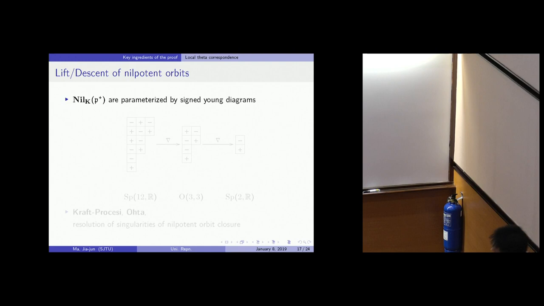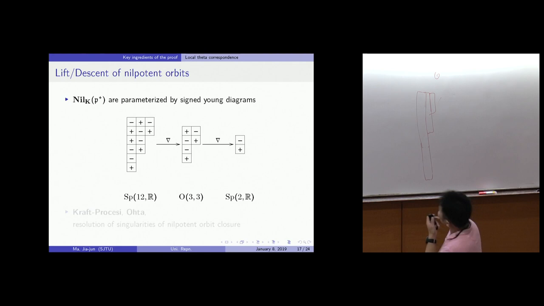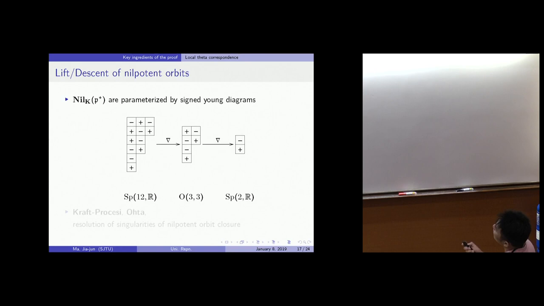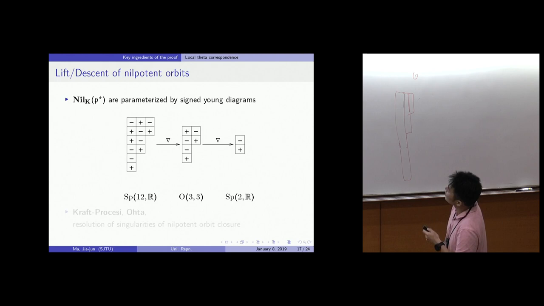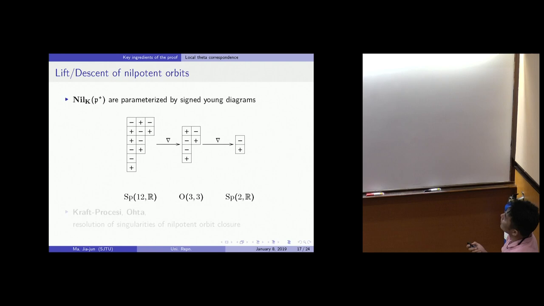So I'd like to give an example of the construction. Not on the dual side, but on the group side. Nilpotent orbits in the non-compact part of the Cartan decomposition are parameterized by signed Young diagrams, where the numbers of plus and minus are exactly, for example, for O(p,q), the number of plus is p and the number of minus is q, and for Sp(2n), plus and minus both have n. So this picture shows K-orbits in P star, and if you remove the plus signs, it will give you the complexified orbits in the group.